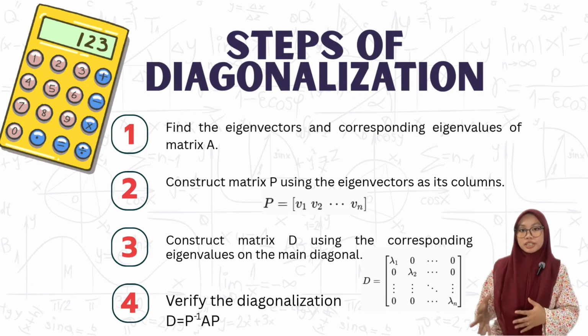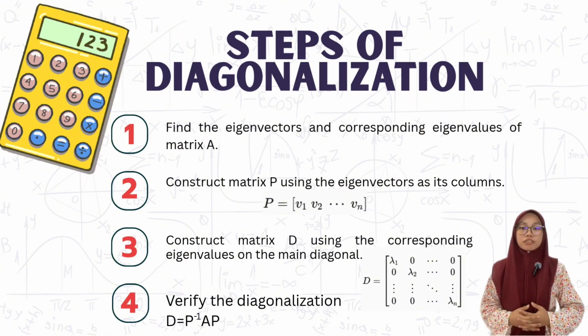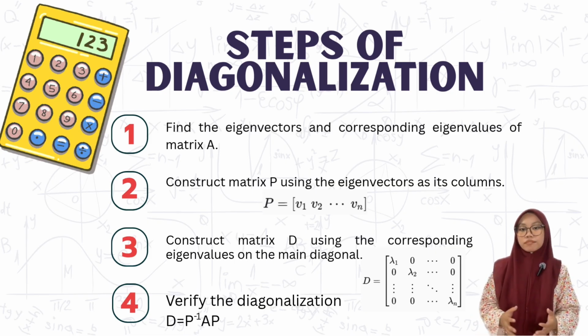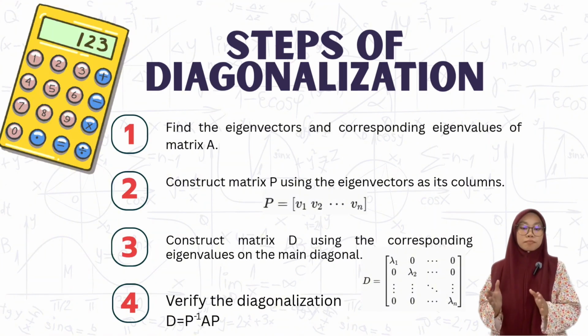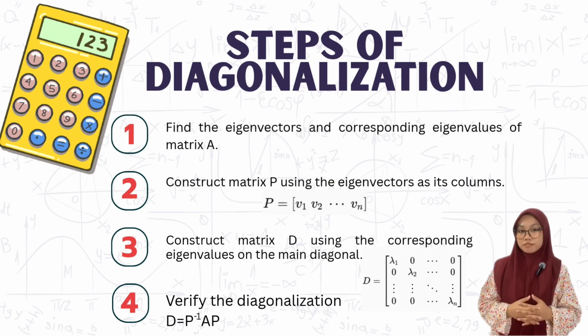Now, let us go through the steps of diagonalization. Step 1 is to find the eigenvalues and their corresponding eigenvectors of matrix A. Step 2 is to construct matrix P by placing all the eigenvectors as the columns of the matrix. Step 3 is to construct matrix D by placing the corresponding eigenvalues along the main diagonal while all other entries are 0. Finally, step 4 is to verify the diagonalization using the formula D equals P inverse multiplied by A multiplied by P. If this relationship is satisfied, then the matrix has been successfully diagonalized.